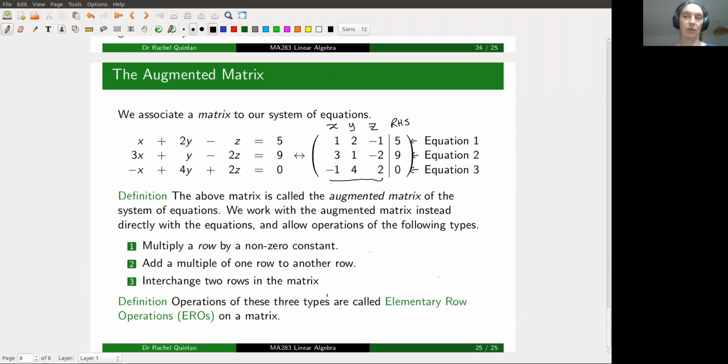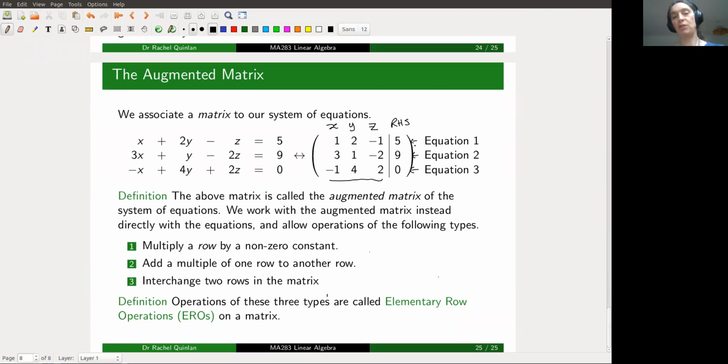Okay, so what we're going to do is work with the augmented matrix instead of working directly with the equations. We're going to figure out the operations that we're allowed to carry out in the equations, like multiplying an equation by a constant, or adding one equation to another equation. We're going to consider those instead in terms of the rows of the augmented matrix. So we'll allow ourselves to multiply a row of the augmented matrix by a non-zero constant. That means multiplying all the entries in that row by the constant. The constant could be 2 or whatever.